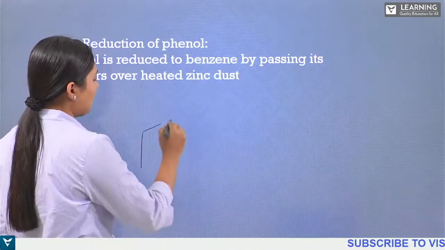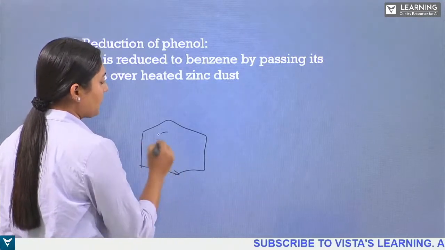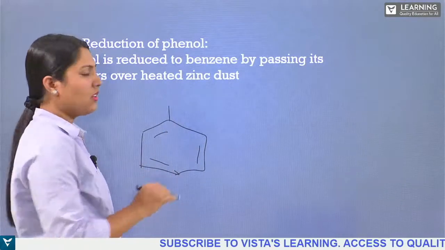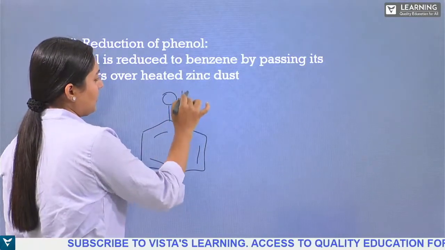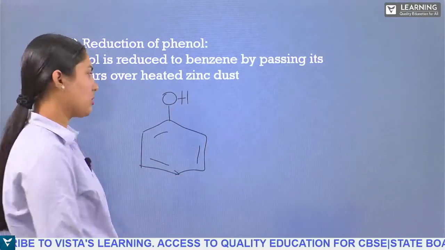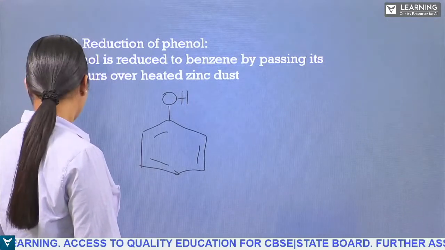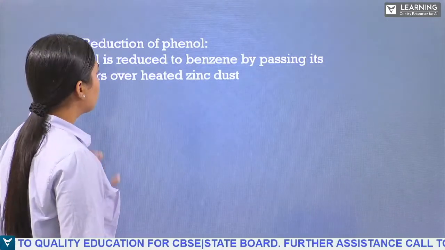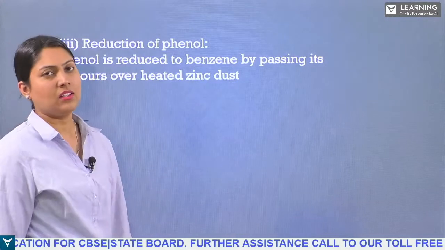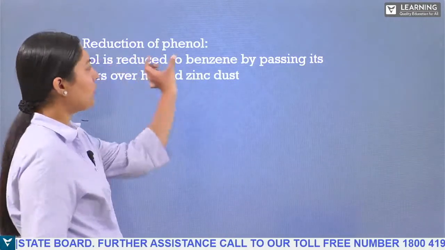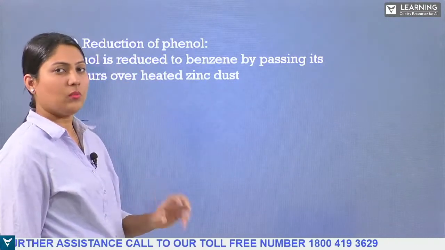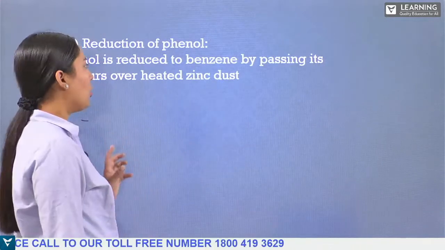Next, reduction of phenol. Phenol is the structure which is like benzene, but a hydrogen is substituted by an OH group, the hydroxyl group. So this structure will be called phenol. From phenol we can get the benzene ring, so we have to reduce the phenol. Reduce the phenol means add hydrogen, remove the OH group.